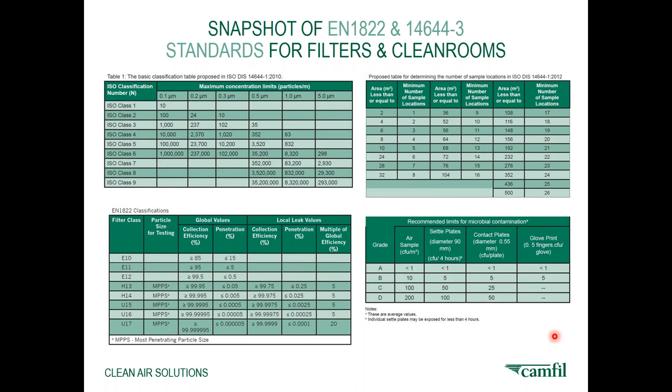This slide shows four different tables. To the left, we have the ISO class for clean room. To the right, we have the number of validation points depending on size of the clean room. Down to the left, we have the filter efficiency according to EN1822. And finally, the recommended limits for microbiological contamination.